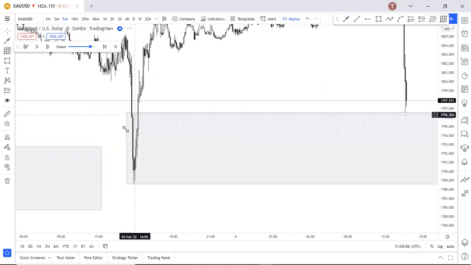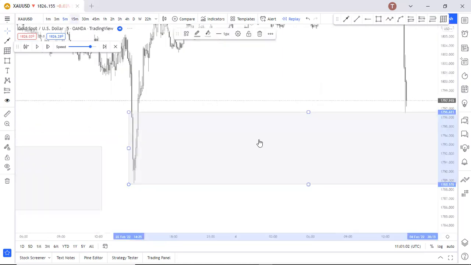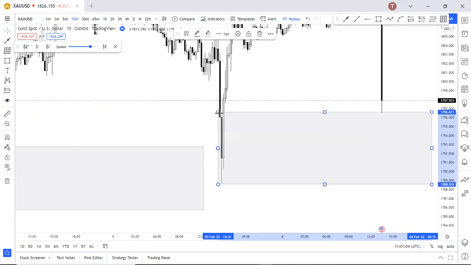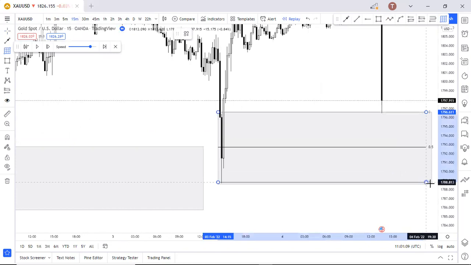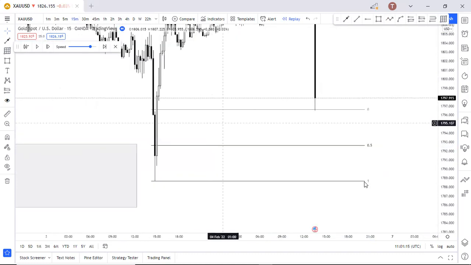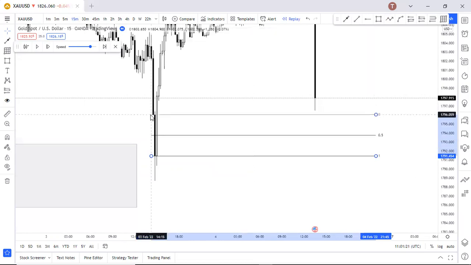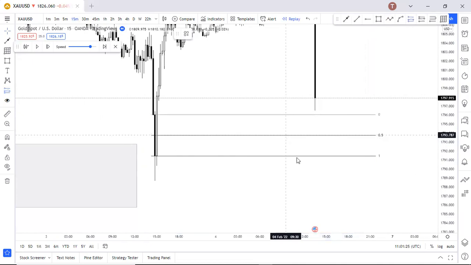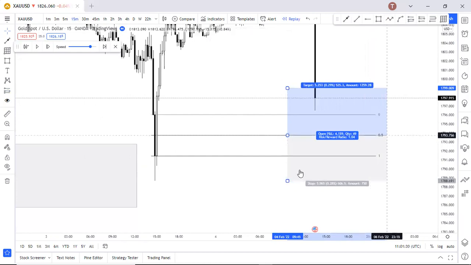refined this zone down to this entry, and you can also use your gambus tool. If a zone is too wide or too big, you can use your gambus tool and refine it. So I refined my entry, taking the full body of the demand zone, and I had my buy limits placed at this zone with my stop loss at this low, giving it room.